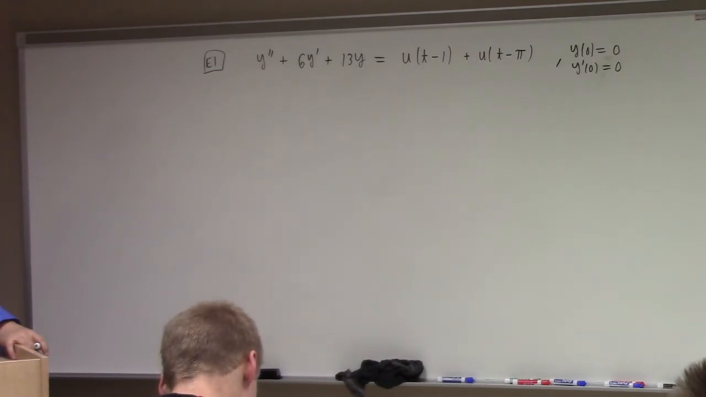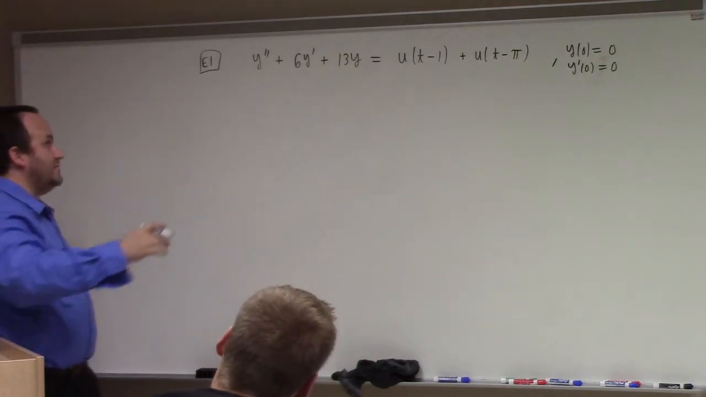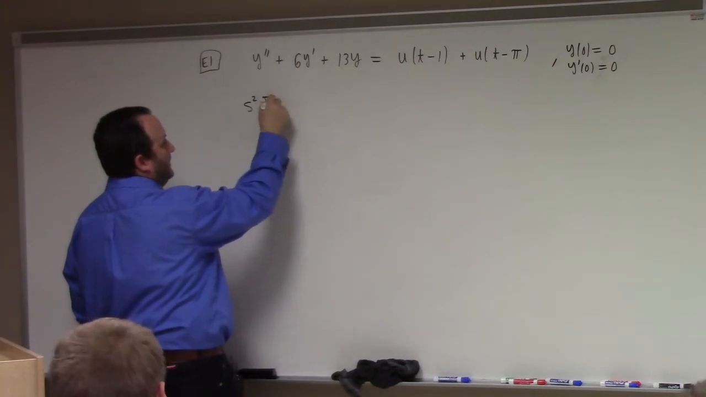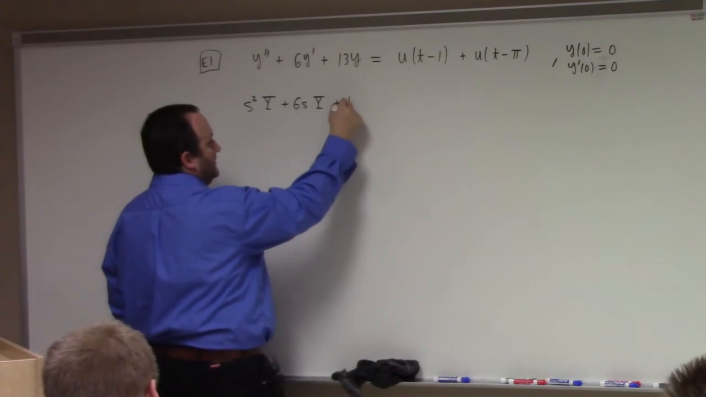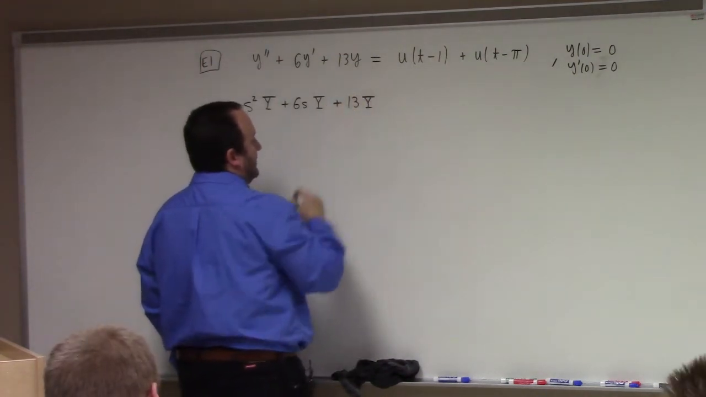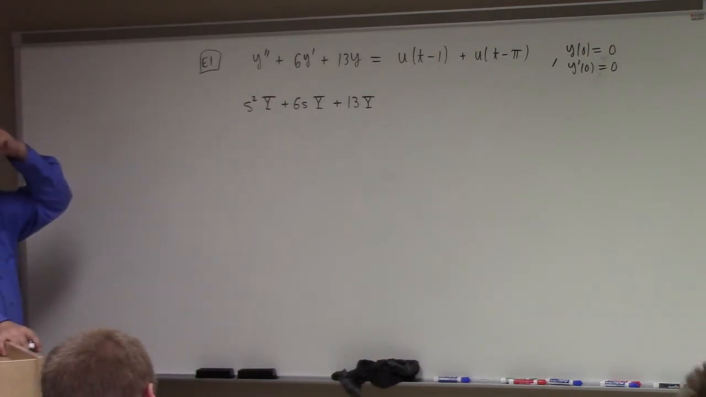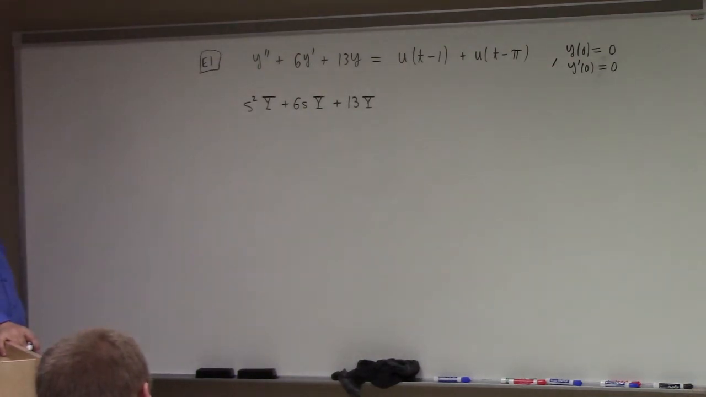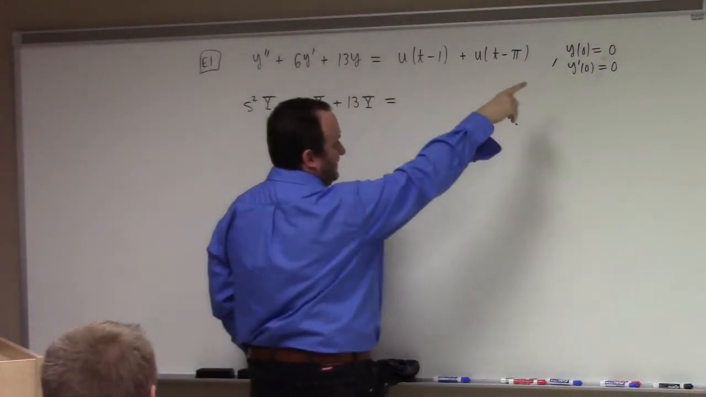Remember, those are the unit step functions, right? So we take the Laplace transform of both sides, and what does it give us? We get s² Y + 6s Y + 13 Y, working off the Laplace transform of the second derivative and first derivative. If those initial conditions were non-zero, we would have added some terms here, but I'm trying to keep this example from getting too unwieldy, so I didn't make those non-zero.